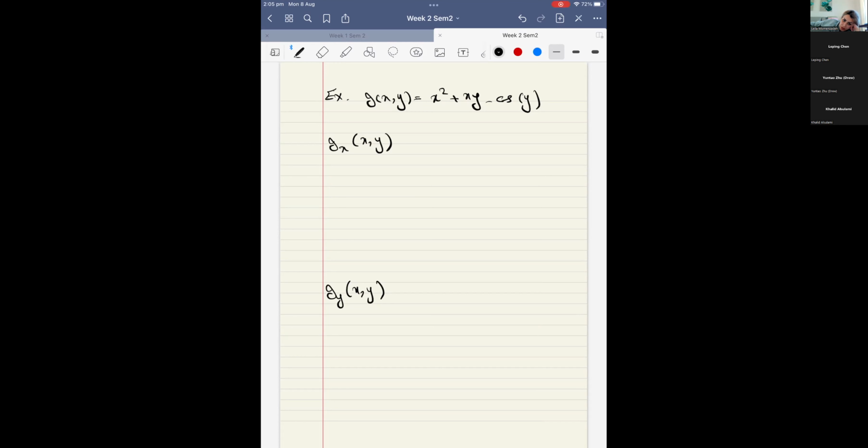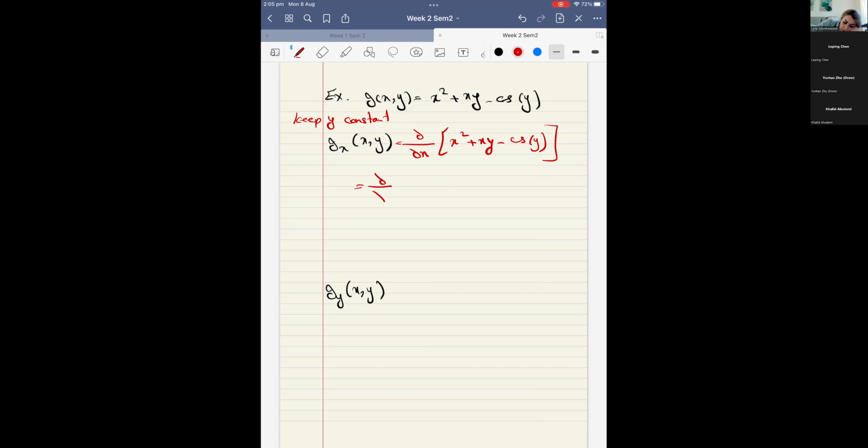Exactly. And what about the g_y, xy? 1 plus sine y. X plus sine y. Okay, let's do it. Partial derivative with respect to x of x squared plus xy minus cosine y. Okay, here keep y constant.